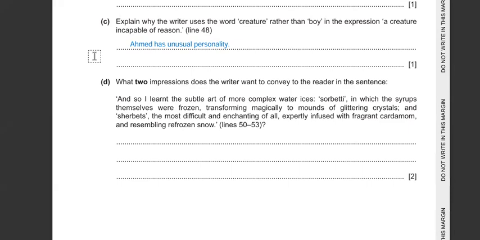The second last question for our question number two is: what two impressions does the writer want to convey to the reader in the sentence? The sentences are lines 50 to 53.